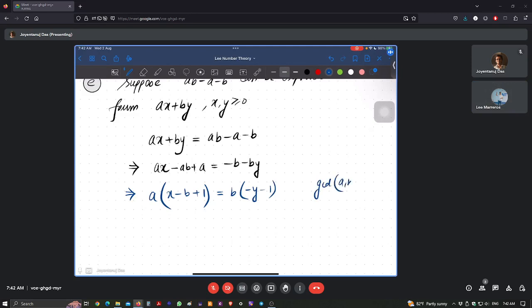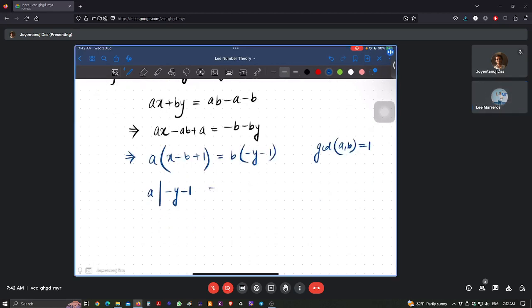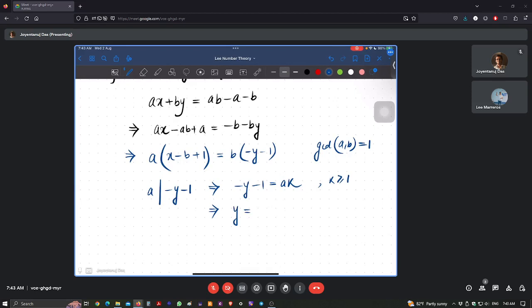I know that the GCD of A and B is 1, right? So A has to divide the other part, minus y minus 1. A divides minus y minus 1, so this implies minus y minus 1 is some AK, for some k greater than or equal to 1. That is fine. Let me think. No, not this one. So now it's AK.